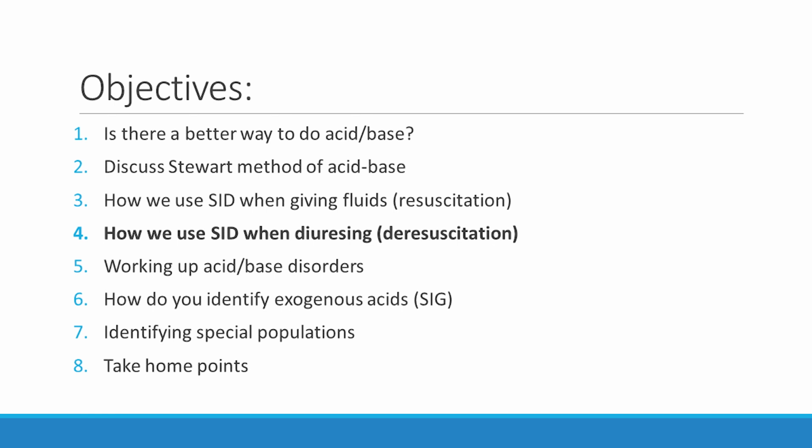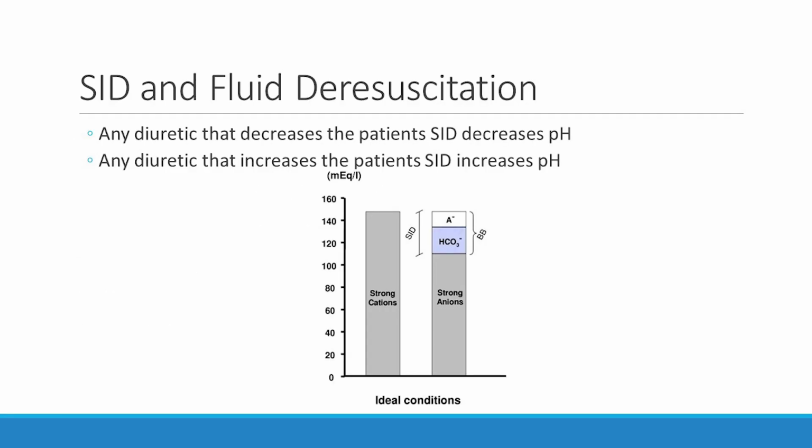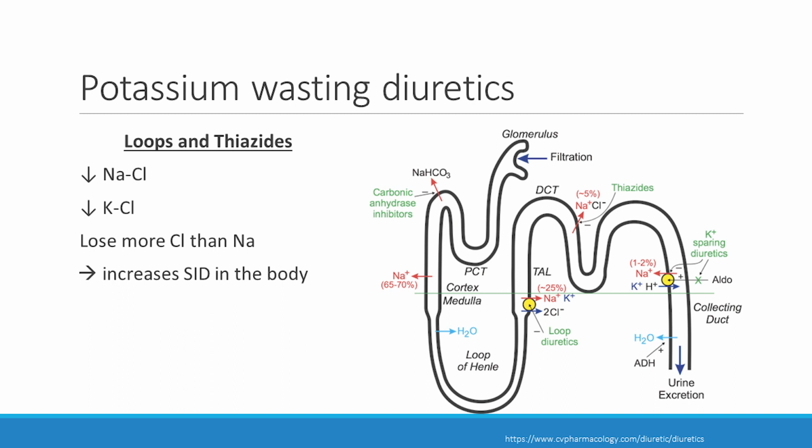How do we use SID when diuresing? Any diuretic that decreases the patient's SID decreases pH. Any diuretic that increases the patient's SID increases pH. So if we think about it from a diuresis standpoint, we look at loops and thiazides, they're all sodium channel blockers. So if you're blocking sodium, you're going to remove sodium, but it's attached to chloride, which is not going to make a difference.